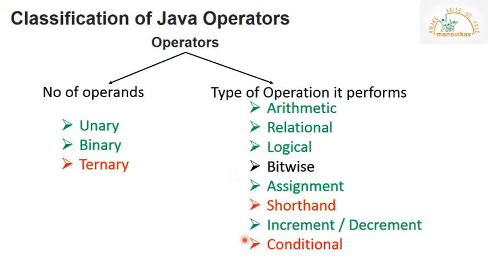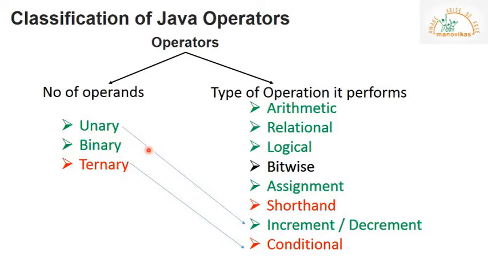All these operators belong to any one of these forms. That is, increment decrement belongs to unary form, arithmetic, relational, logical, bitwise, assignment and shorthand belong to binary form, and conditional belongs to ternary form.